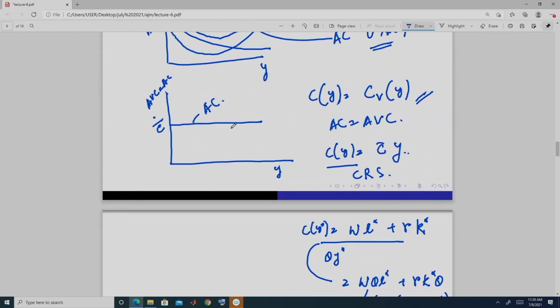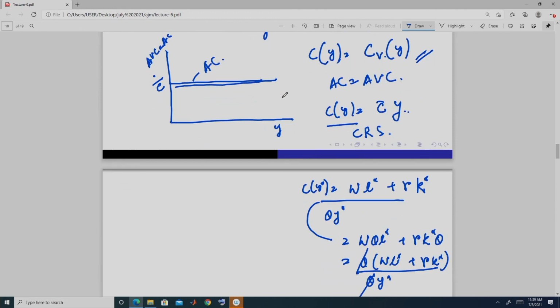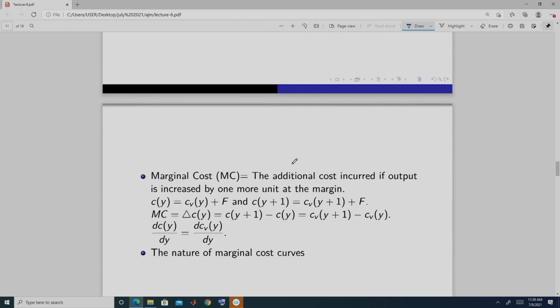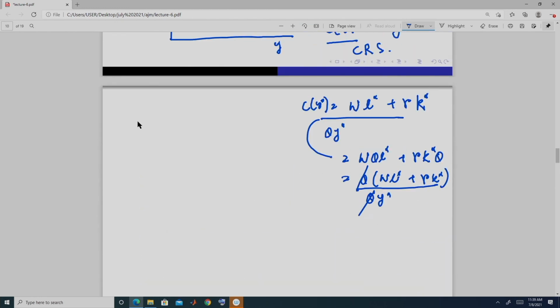So, if we have a cost function of this nature only, and when average variable cost is the same as average cost, so it is a situation where there is no fixed cost, then this shows that there is constant returns to scale. Another thing is, suppose we have a situation like this, and our average variable cost is equal to average cost, and it is like this.